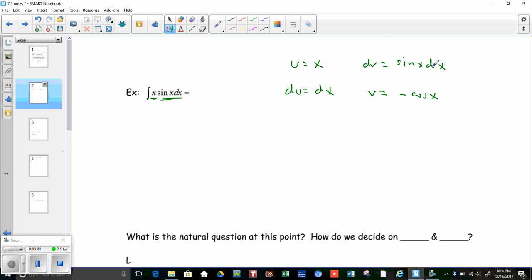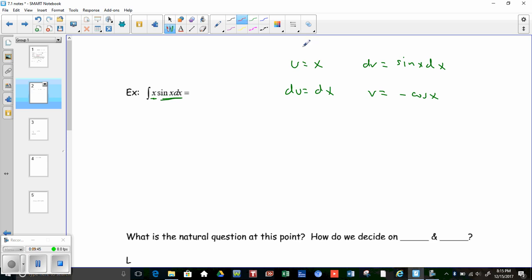And some of you may ask, well, where did the dx go? Well, if I took the antiderivative, technically, if I had divided both sides by dx, I would have gotten dv over dx equals sine of x, and then take the antiderivative of this, you get v equals negative cosine x. And likewise, this right over here, if I took the derivative, would technically be du over dx equals 1, and then you would multiply the dx over, and you would get du equals dx. Hopefully that makes sense.